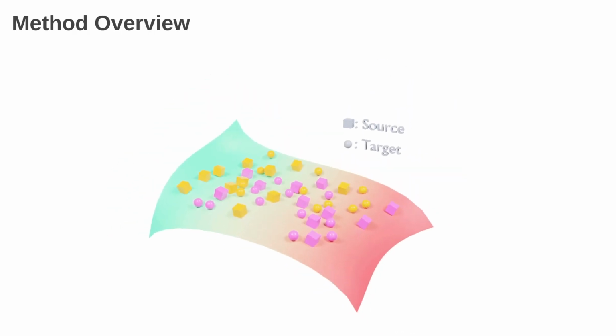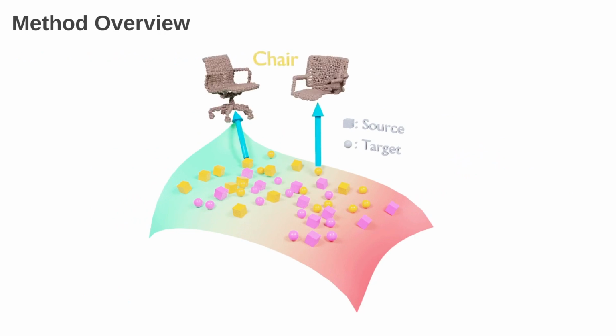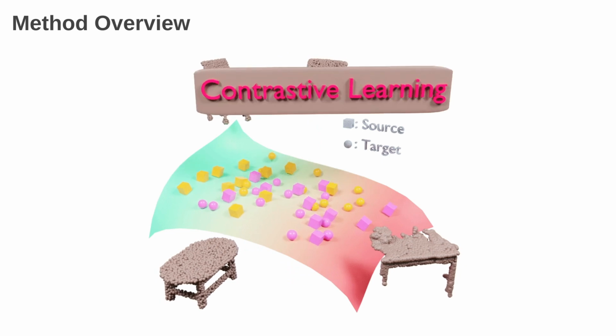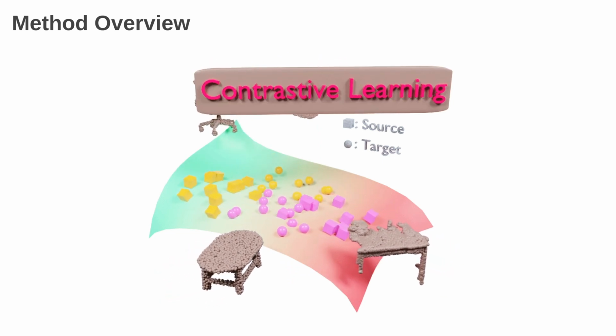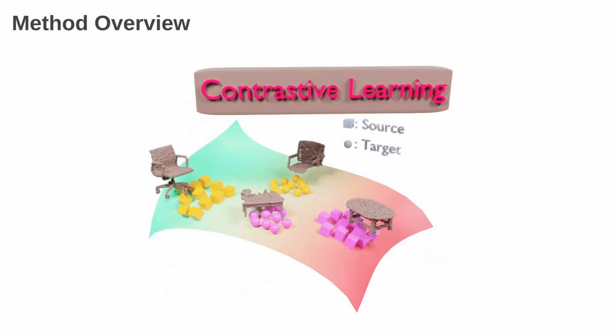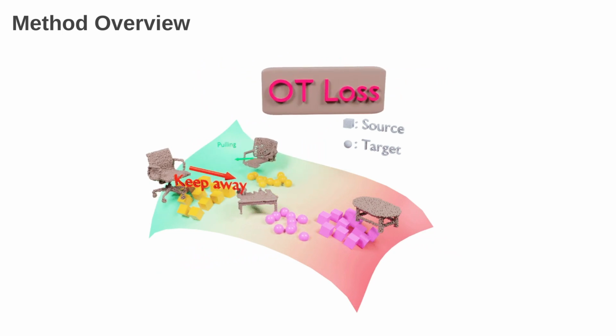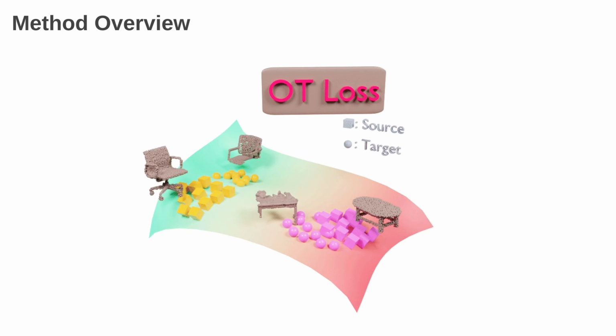The core of our idea is to synergize contrastive learning and optimal transport. Given source and target data, contrastive learning first produces initial class clusters in the source and target domains individually. Subsequently, our OT module better aligns the same class clusters across domains.